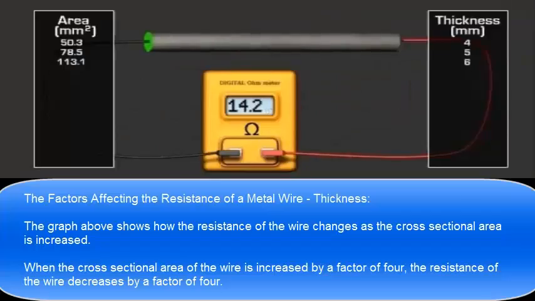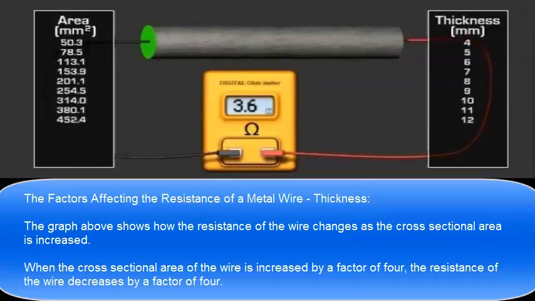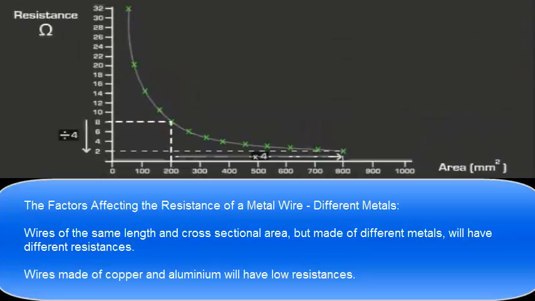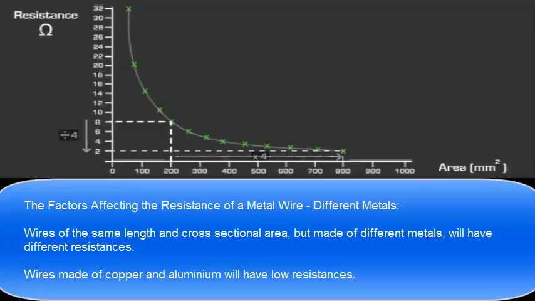The graph above shows how the resistance of the wire changes as the cross-sectional area is increased. When the cross-sectional area of the wire is increased by a factor of 4, the resistance of the wire decreases by a factor of 4. The factors affecting the resistance of a metal wire. Different metals. Wires of the same length and cross-sectional area but made of different metals will have different resistances. Wires made of copper and aluminium will have low resistances.